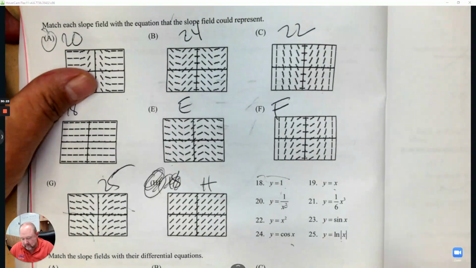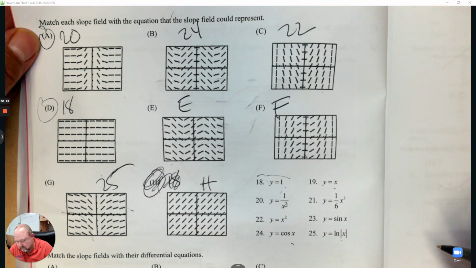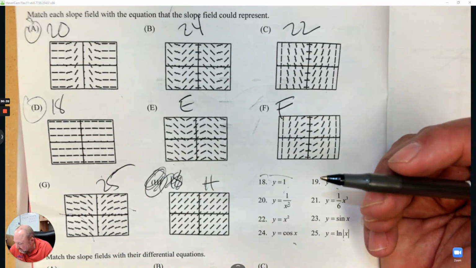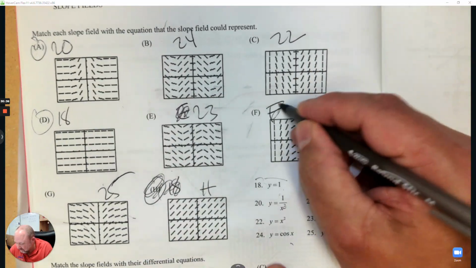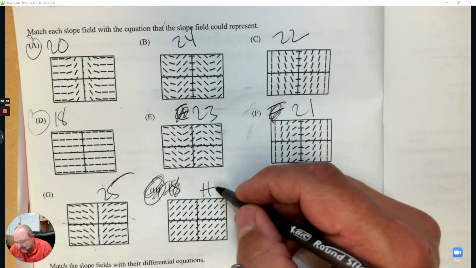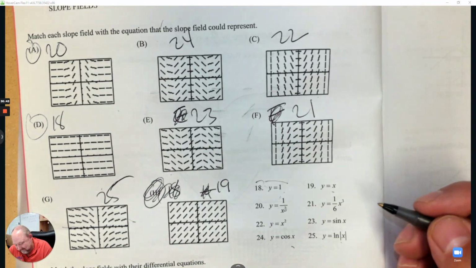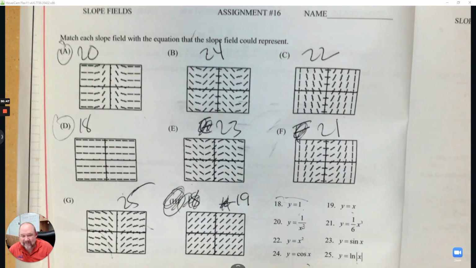All right, that wasn't so bad. Oh. What did I do? I put E with E. That's no good. So E goes with 23. I'm being silly. F goes with 21. H goes with H. Geez, Willikers. This is 19. 25. Do I get numbers now for everyone? My goodness. All right, we're there.